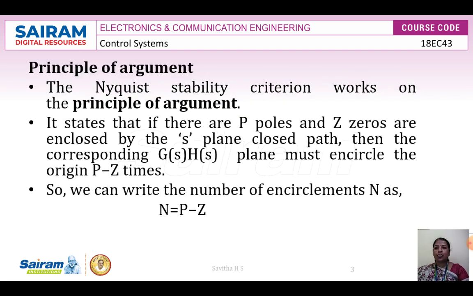So, principle of argument. The Nyquist stability criterion works on the principle of argument. It states that if there are P poles and Z zeros enclosed by the s-plane closed path, then the corresponding G(s)H(s) plane must encircle the origin P minus Z times. Already I told you here, P is nothing but the poles present in the given equation, and Z is the number of zeros, that is, Z will be in the numerator and P values will be in the denominator. So we can write the number of encirclements N as N is equal to P minus Z, that is poles minus zeros.